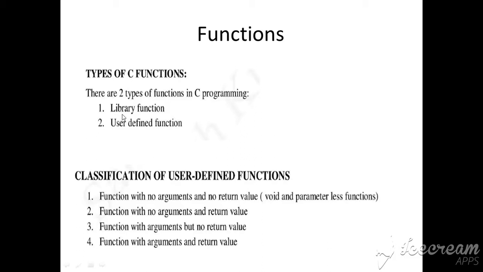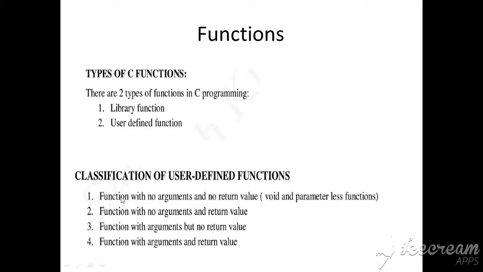For example, you have printf, scanf, the output and the input function available in stdio.h. Similarly, you have the function sqrt available in math.h. You have a function called strcmp to compare the strings, which is available in string.h, and so on. So basically all of those functions which are available within the C standard library are regarded as library functions.